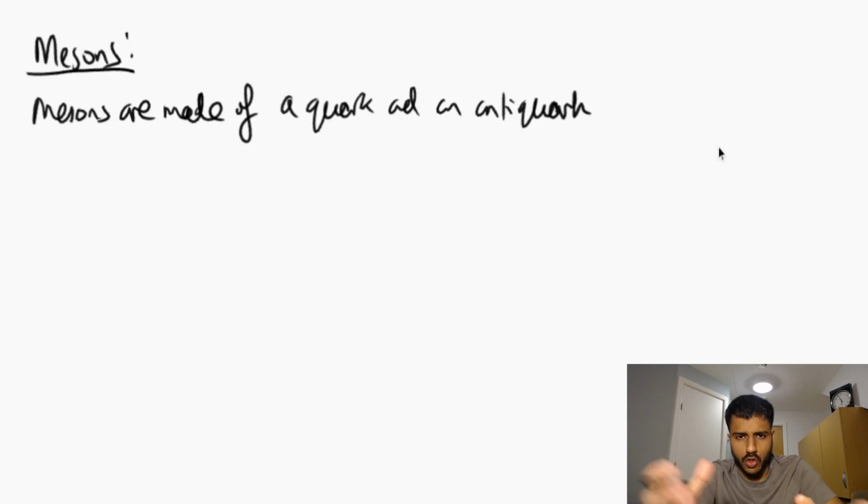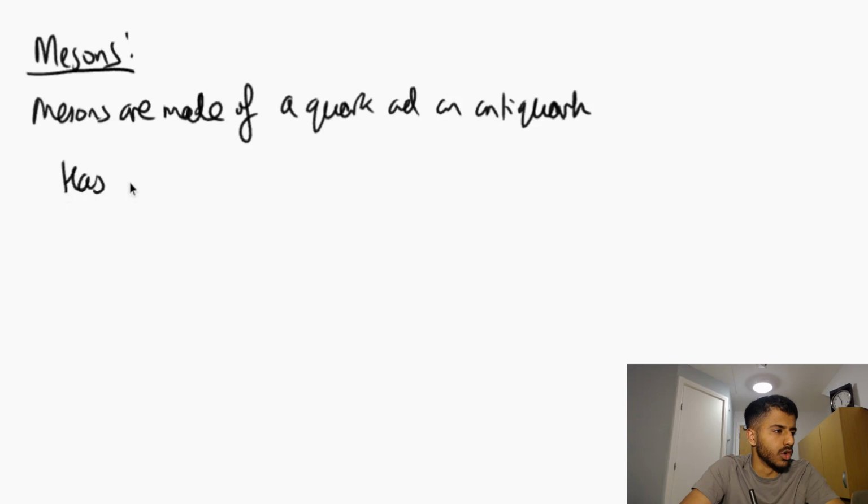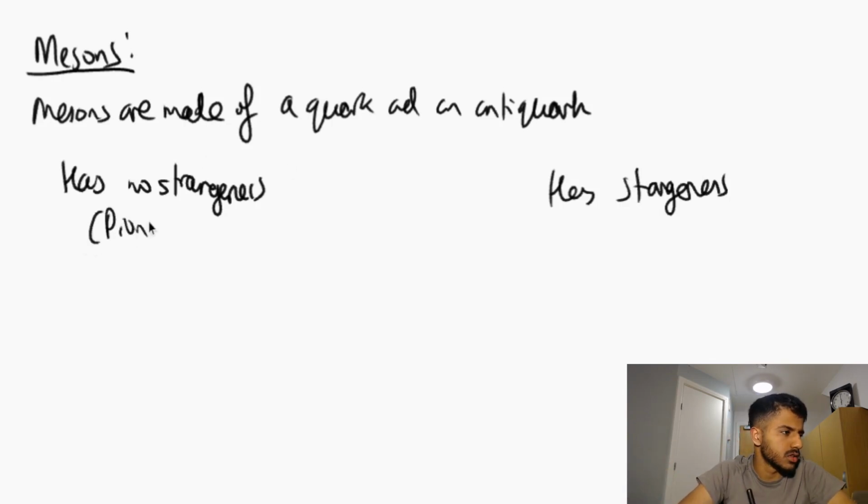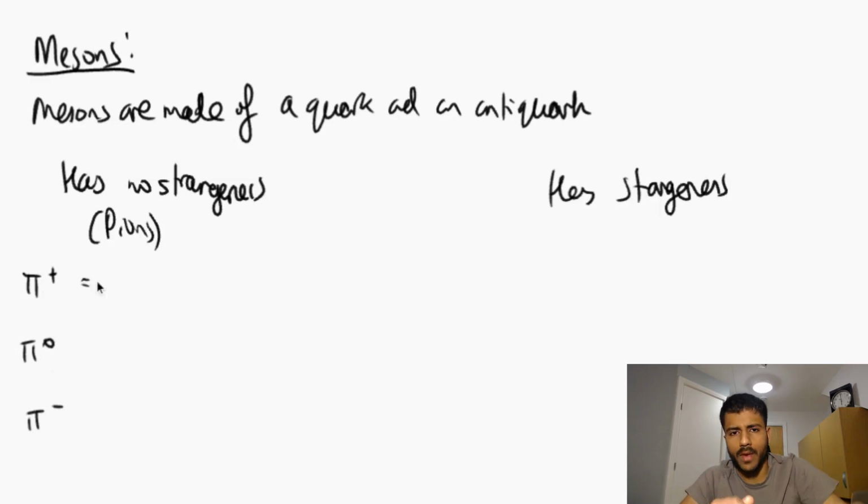There are two types of mesons that you need to know. One of them has no strangeness, and the other has strangeness. In this section, it'll be useful to refer to your quark table. So the types of mesons that have no strangeness are called pions. And there are three types of pions that you need to know. One is the pi plus, one is the pi naught, and one is the pi minus. And what this plus, naught, and minus refers to is simply the charge on the pion.